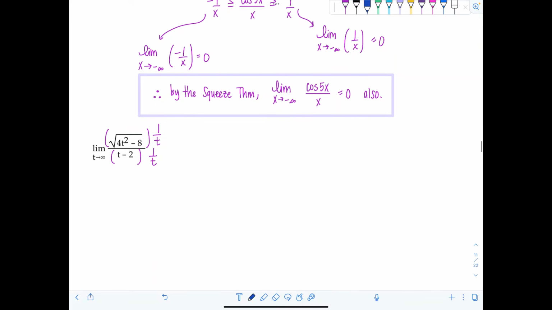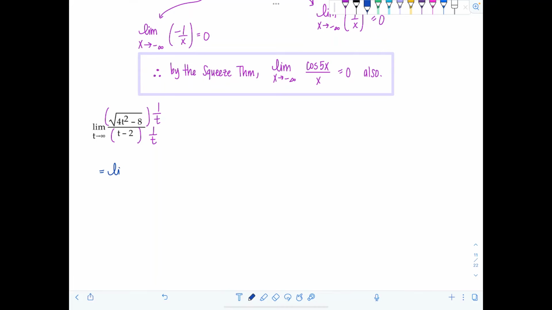So let's see what we got going on now. So we have the limit as t approaches infinity. Now be careful here. When you put 1 over t underneath the radical sign, it becomes 1 over t squared. I'll link a video here where I talk about that in more depth. And then we have 4t squared minus 8 over 1 minus 2 over t.